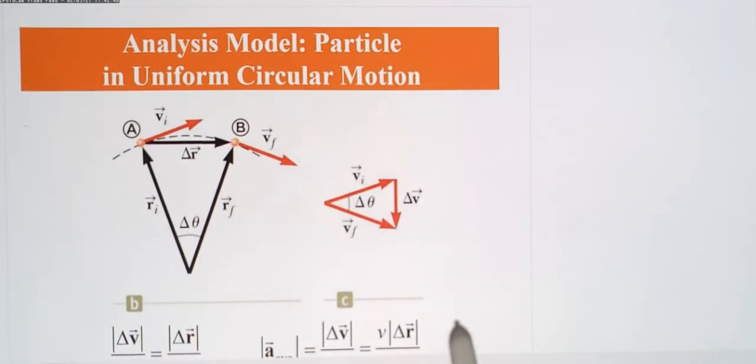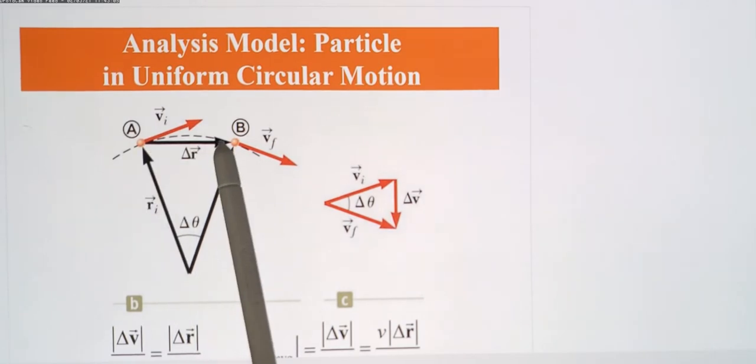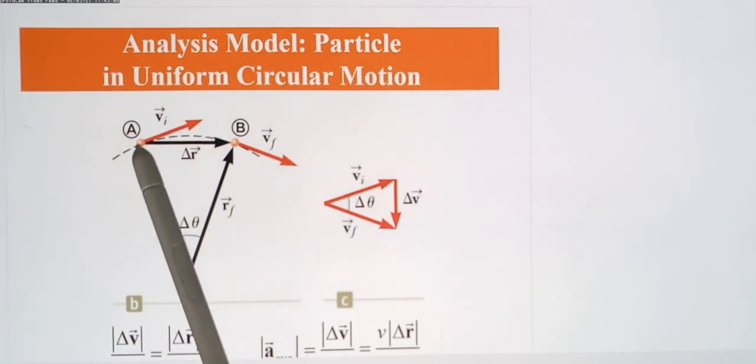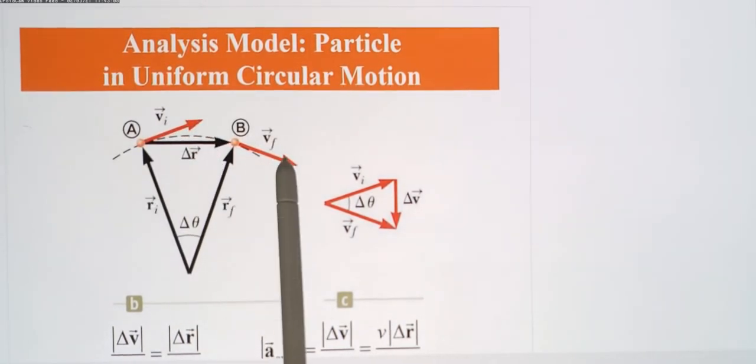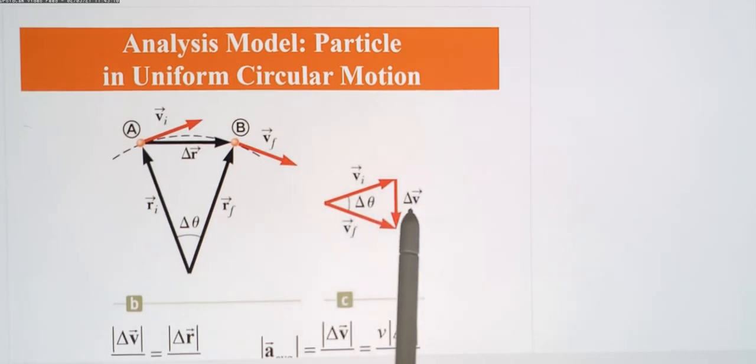Now, here is the proof of why centripetal acceleration is pointing to the center. Remember this? When we spent about 10 minutes calculating delta R in the previous lecture. So R initial, R final, so this is delta R. This is V1 or V initial, V2, and this is delta V.